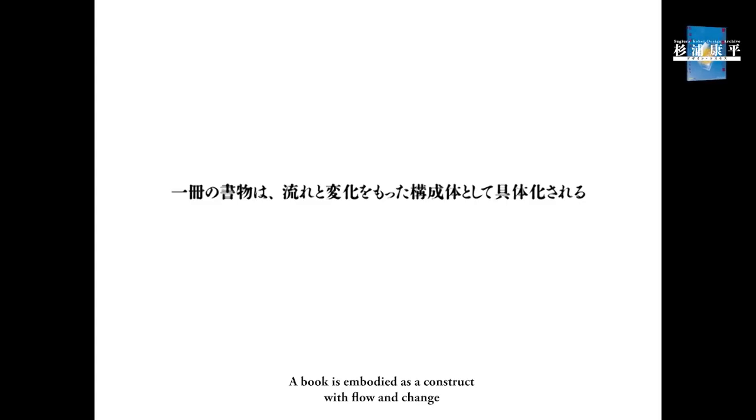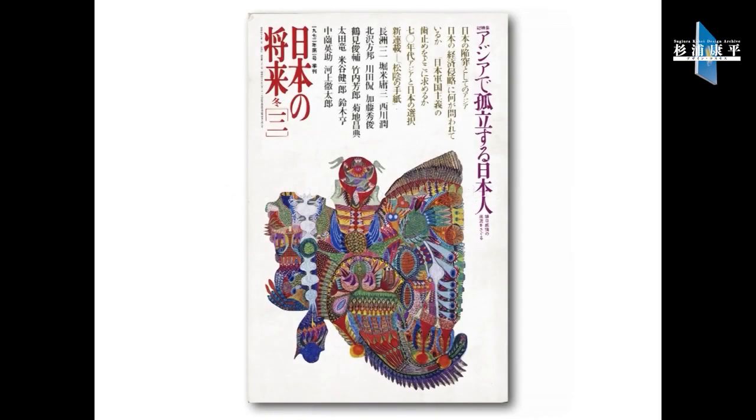I think that grid systems and layout sheets are not objects to be appreciated, but merely means to embody the book. Another example is Japan's Future, a rather large quarterly comprehensive magazine. Its third issue was published in 1972.